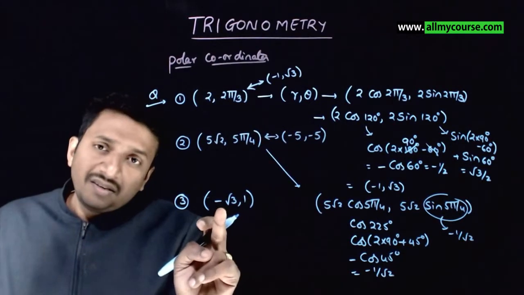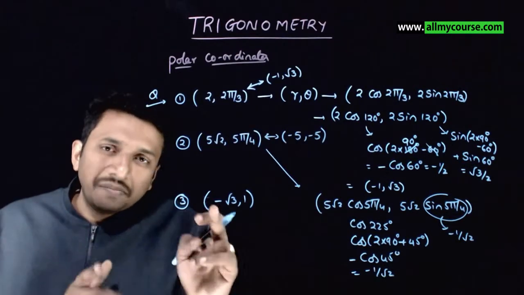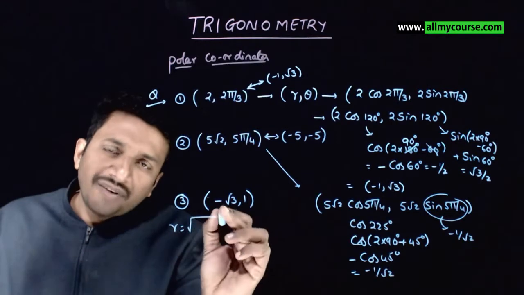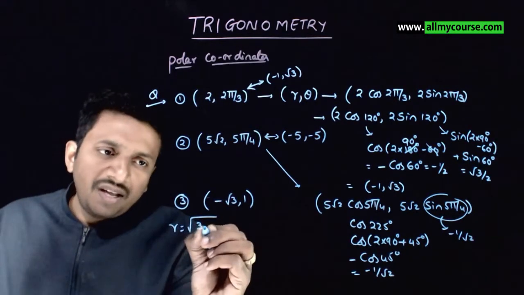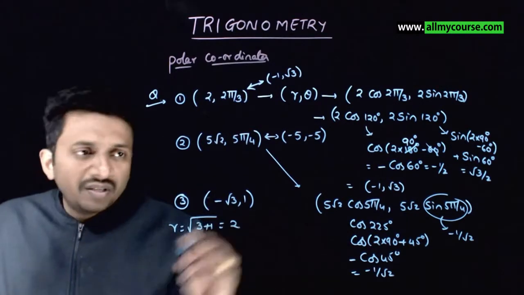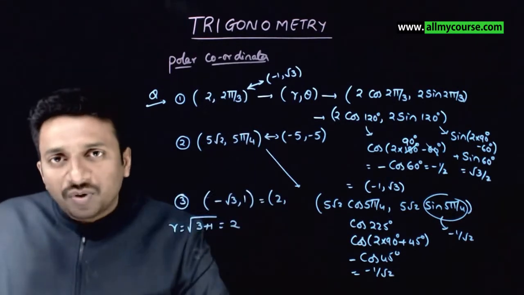Next, in the third question, you're given the Cartesian coordinates and you're asked to find the polar coordinates. So r is nothing but root of x square plus y square. R is very simple. So r is equal to root of 3 plus 1. It is root 4, which is equal to 2. That is, the point is at a distance of 2 units from the origin.